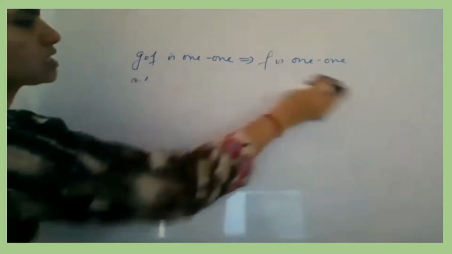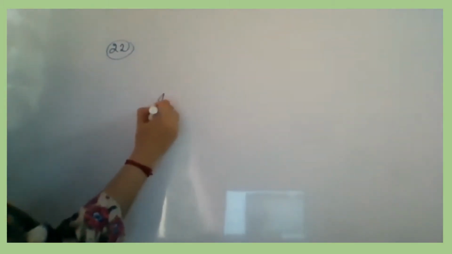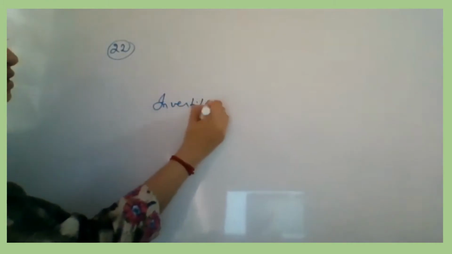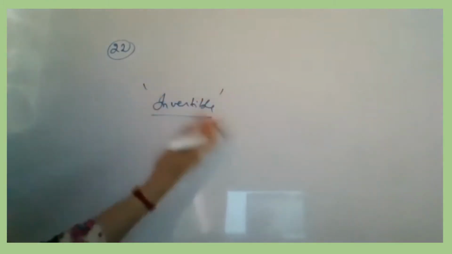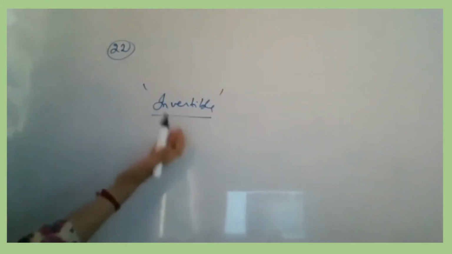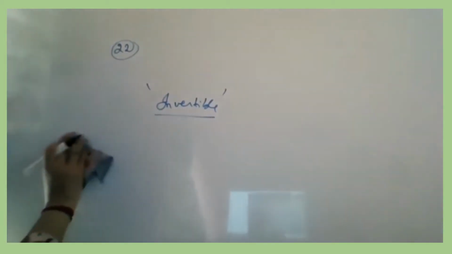Now we will move on to the next one. And this example is going to a part where you will find what is invertibility of a function. We are doing this problem to define the definition of invertibility of a function, okay? That will give you an idea about what is invertibility.